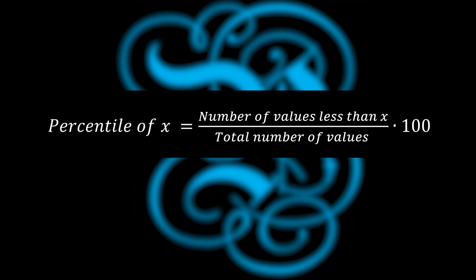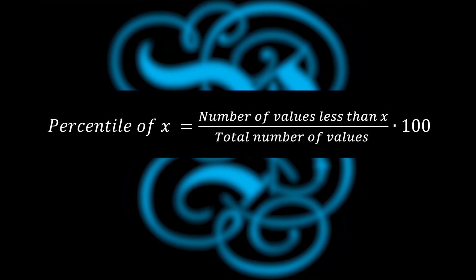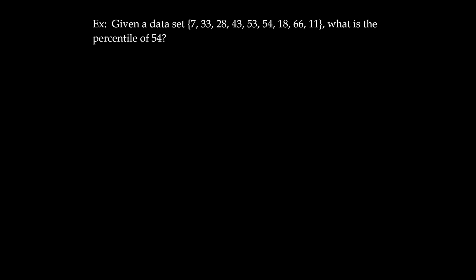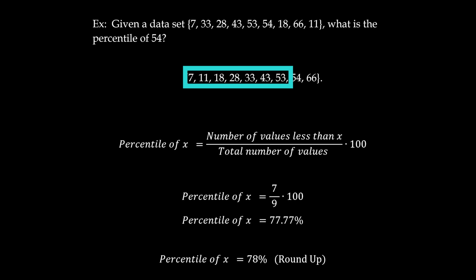Let's look at how to find a percentile of some value in a dataset. We are asked to find the percentile of 54. This means that we are trying to find what percentage of the total dataset 54 is greater than. The first thing you want to do is order your set in increasing order. Now let's count how many numbers are less than 54. Numbers are less than 54 out of the total 9.